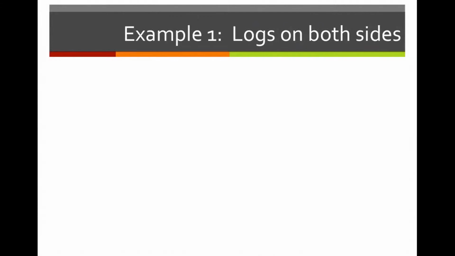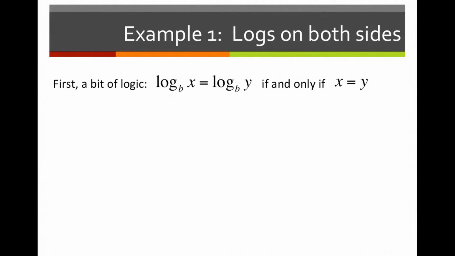Look at our first example. In example 1, we're looking at a situation where we have logs on both sides of the equation. Now first, let's just think about this for a second. If I am taking the log of x and I'm saying that that has to be equal to the log of y, where the bases on both of my logs are the same, then it should logically make sense that this can only happen if the x is equal to the y.